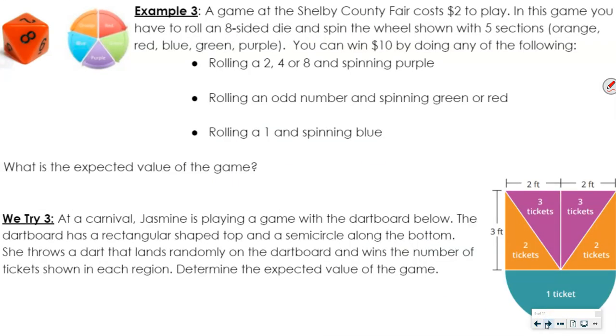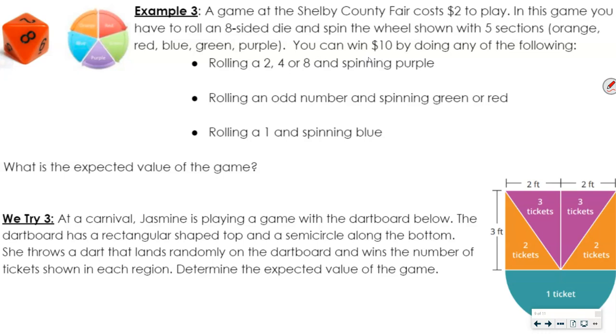All right, so example 3 says, a game at the Shelby County Fair costs $2 to play. In this game, you have to roll an 8-sided die and spin the wheel shown with 5 sections: orange, red, blue, green, purple. You can win $10 by doing any of the following. Okay, so what we're going to have to do here is find the percent of each of these and then multiply it times the 10 to find out what our expected value is going to be. Okay, so rolling a 2, 4, or 8.